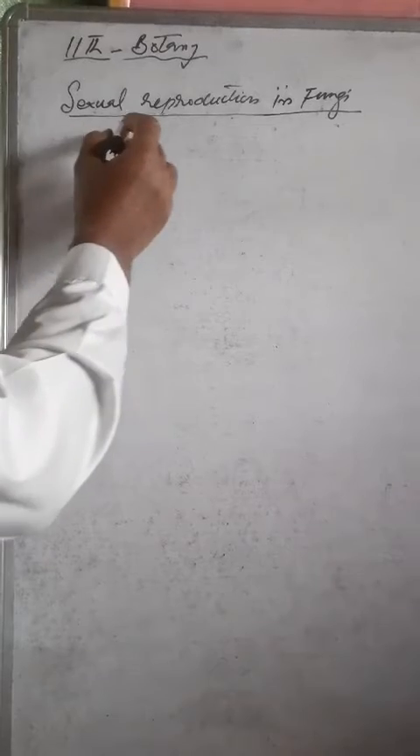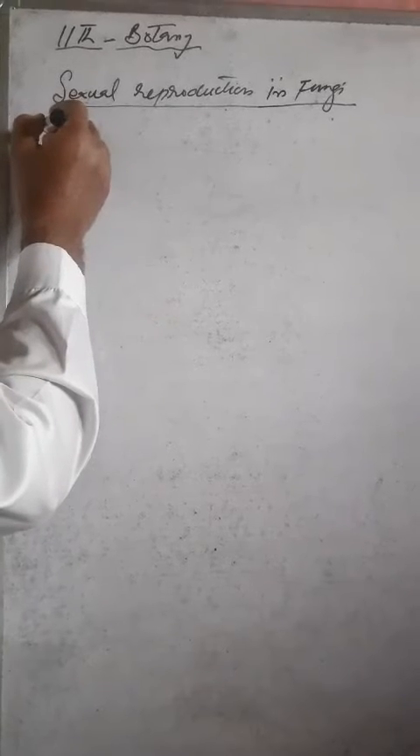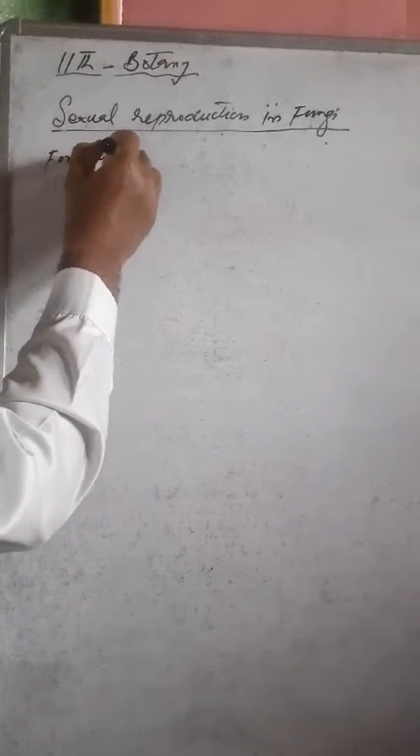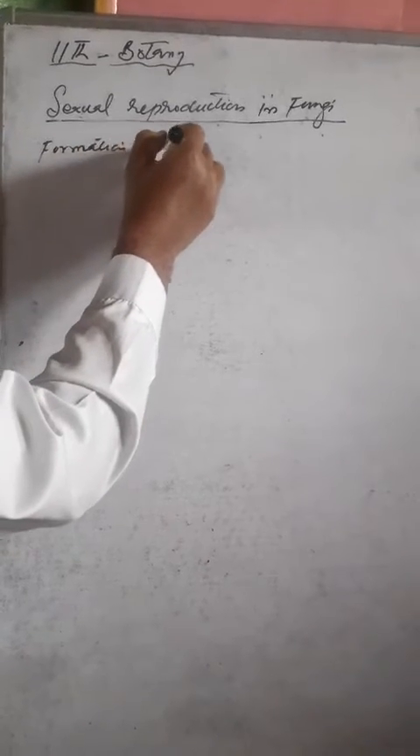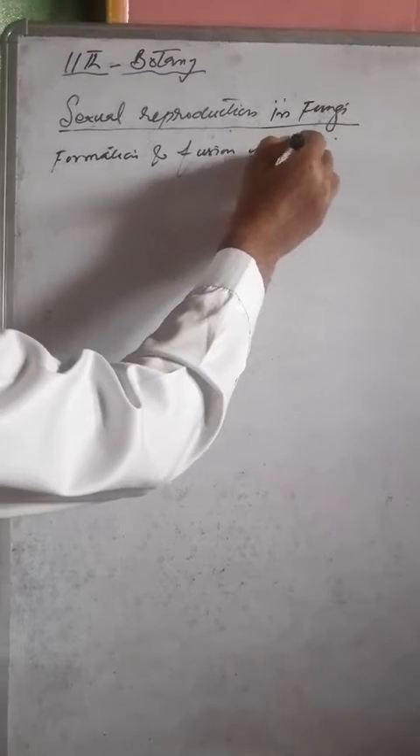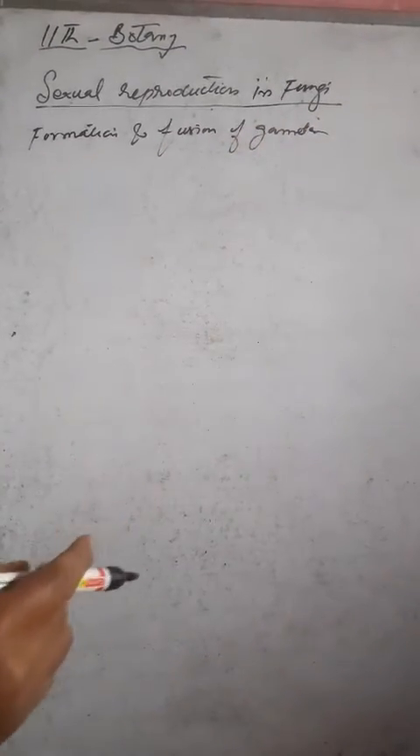Today our topic is sexual reproduction in fungi. Sexual reproduction involves the formation and fusion of the gametes. That means gametes are first formed and then they fuse.